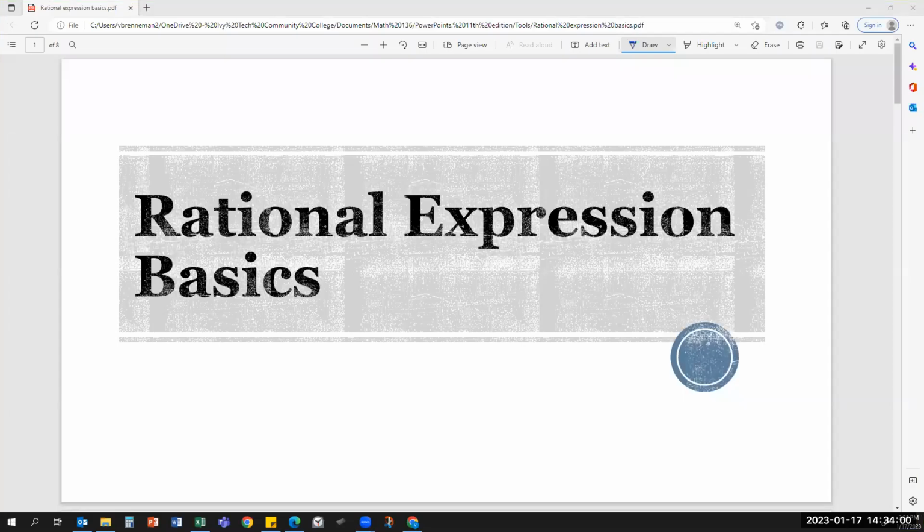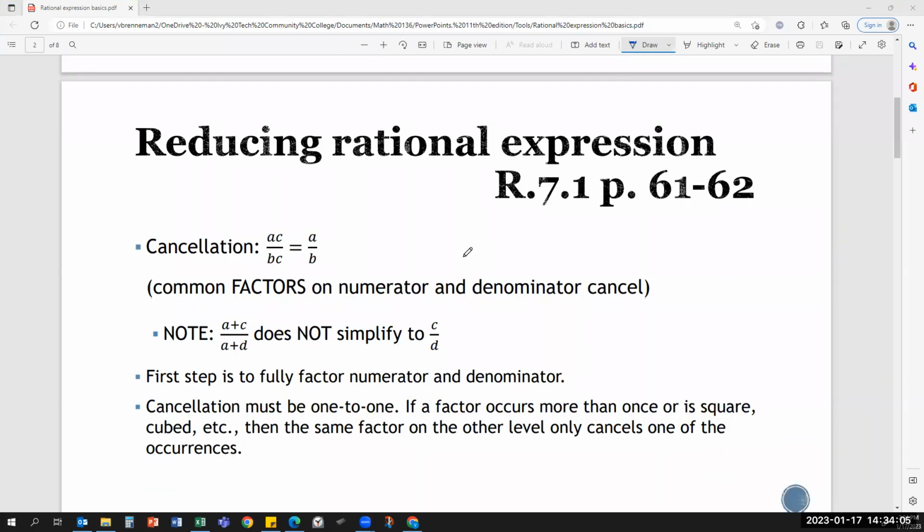Let's talk about rational expression basics. So rational expressions, it's a fraction. Typically, we use rational expressions to refer to fractions where the numerator and/or denominator are made up of not just numbers, but exponential expressions. The properties of fractions still apply.